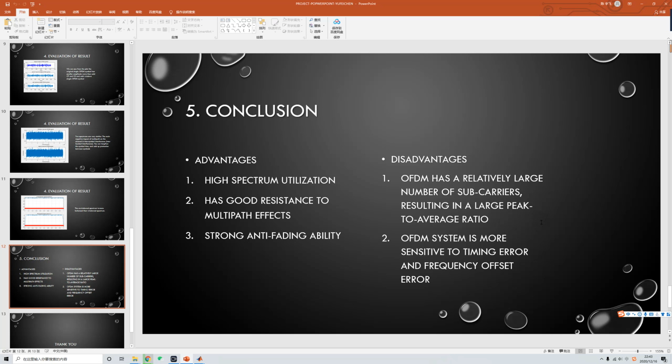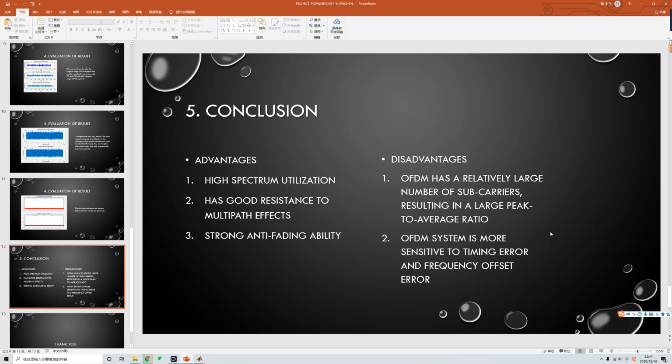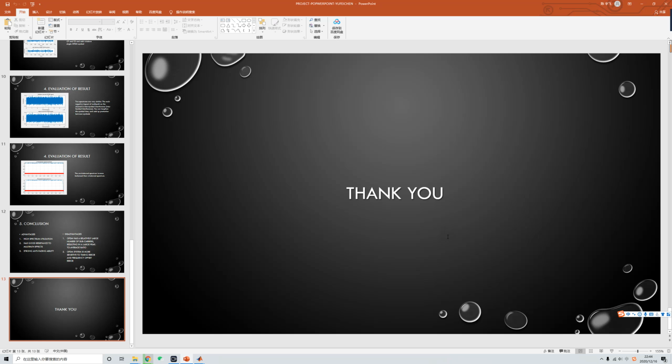It also has some very obvious disadvantages. OFDM has a relatively large number of subcarriers, which results in a large peak to average ratio. And also the OFDM system is more sensitive to time error and frequency offset error. So this is all of my project process and results.